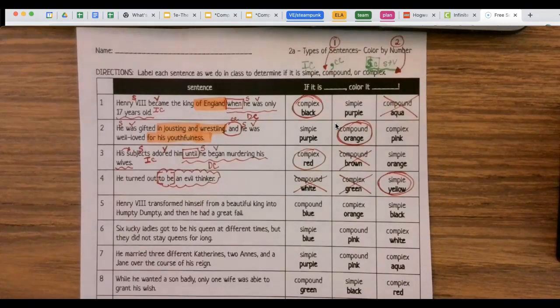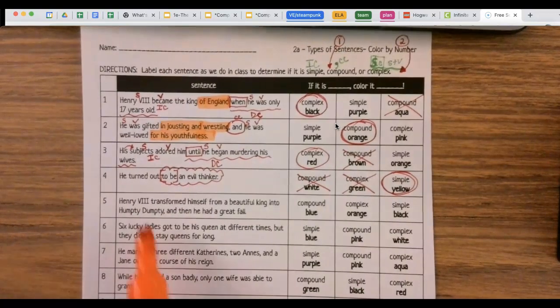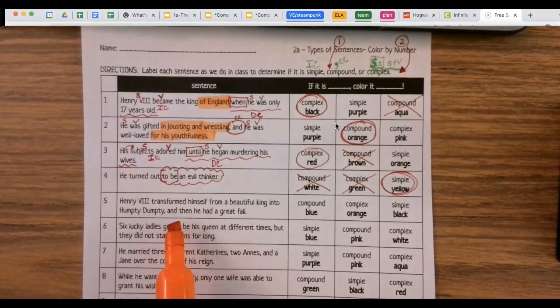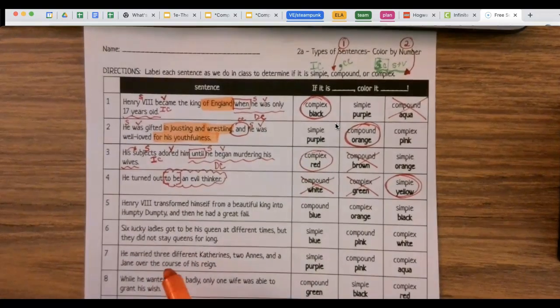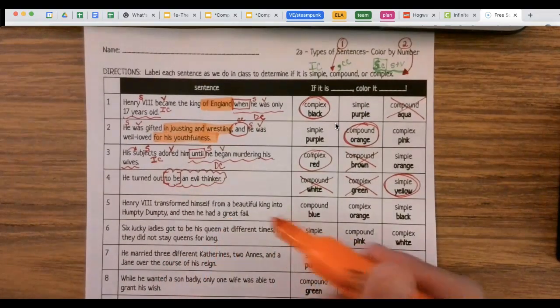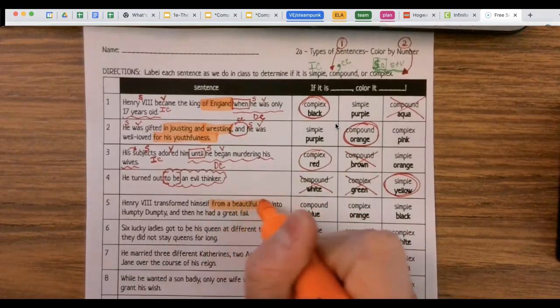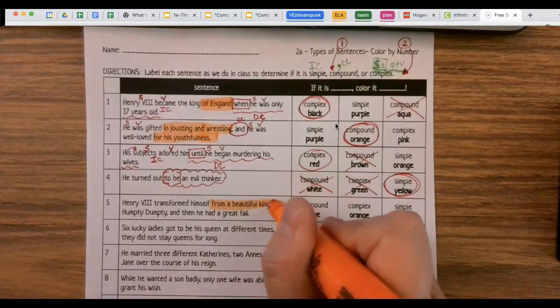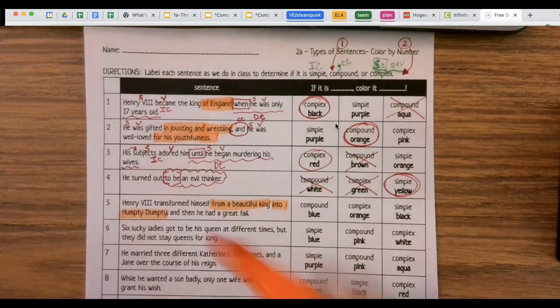All right, and I feel like 4 is an odd number to start with. We've got 15. I'm going to do one more with you. So I have 1/3 of this done. "Henry VIII transformed himself from a beautiful king into Humpty Dumpty, and then he had a great fall." So I'm going to look first for some phrases, and I see the preposition "from." From what? From a beautiful king. Into Humpty Dumpty. So I'm going to get rid of 2 phrases.